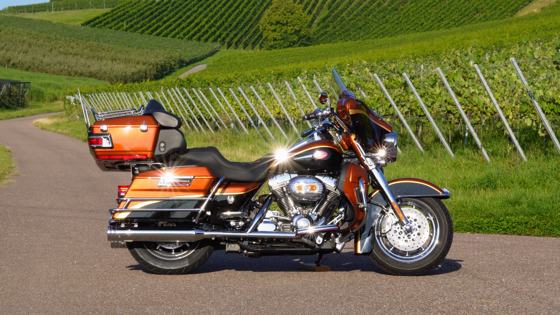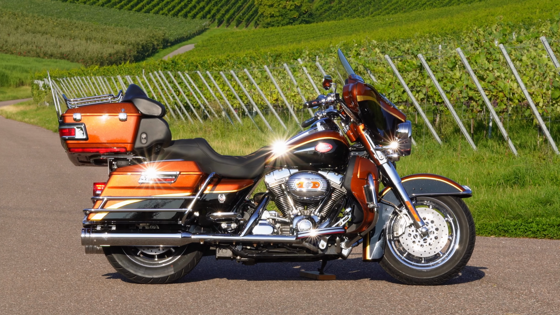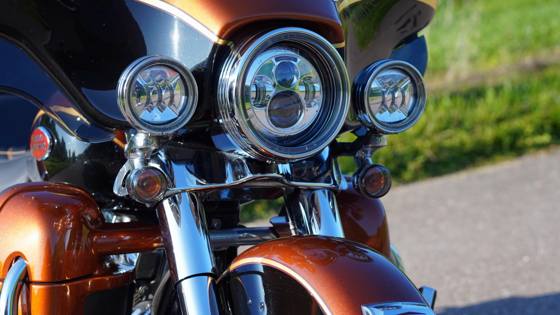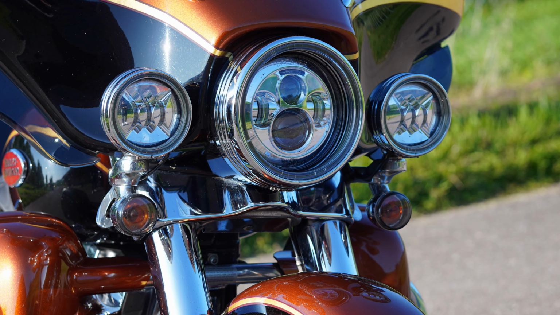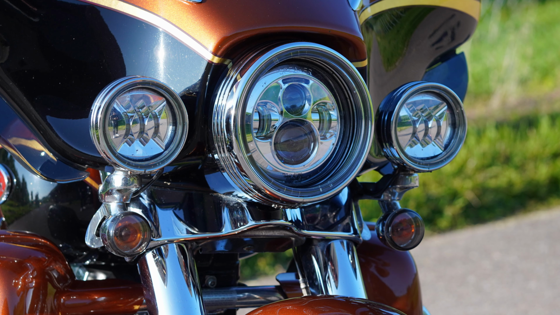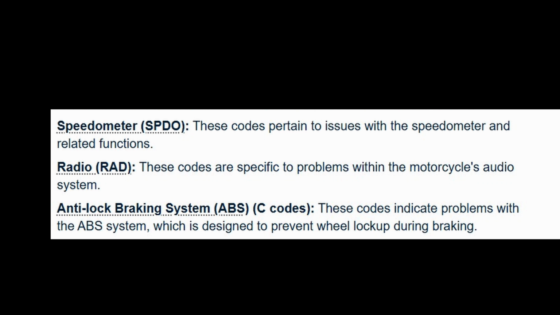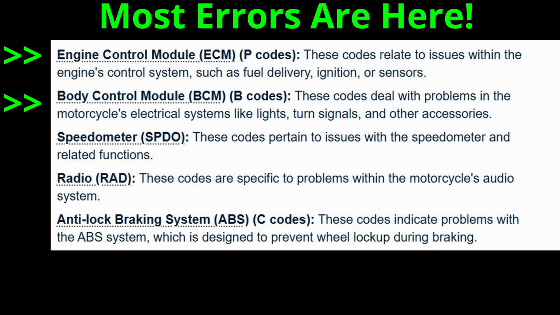Pro tip: if you're buying a custom bike, pay close attention to the BCM errors. Poorly wired turn signals and other electrical misbehavings will pop up as errors immediately in this category. There are also other categories like Speedo and ABS. Most issues, however, are found in the ECM and BCM category.